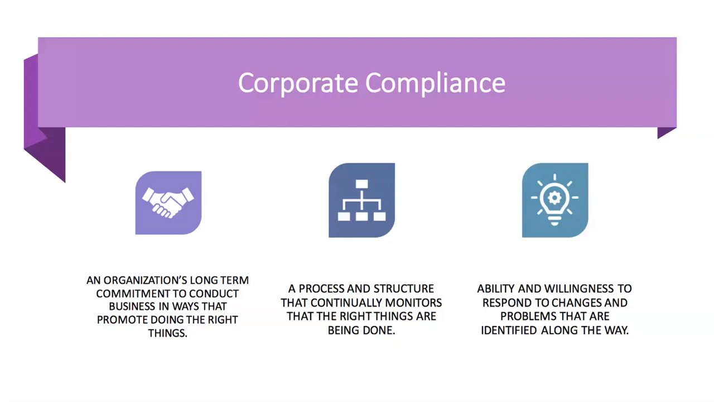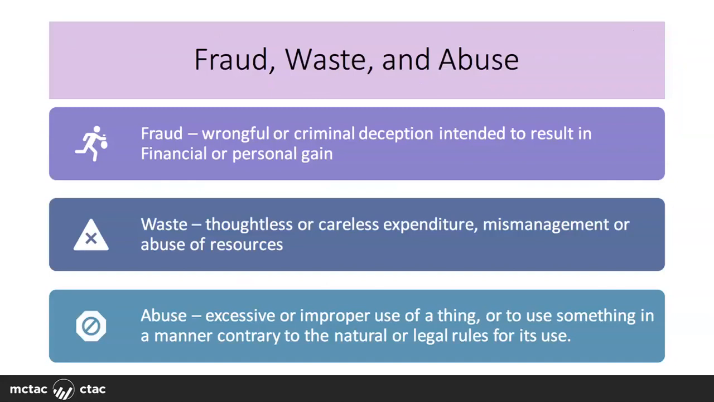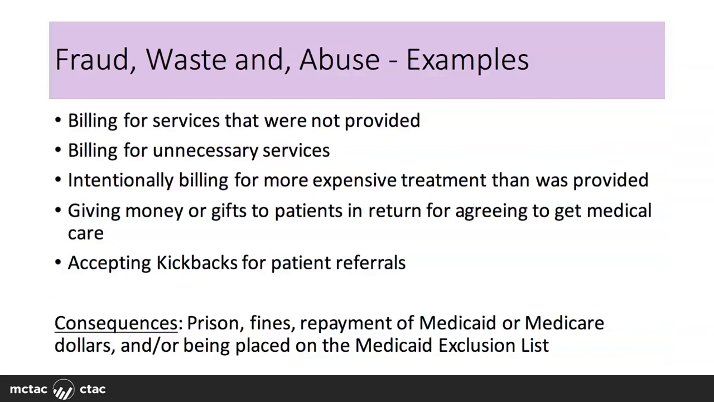People make mistakes. We do things incorrectly. We don't follow regulations, but it's our responsibility to find them and fix them. And they're going to be taking a look at a number of different domains: billing, payments, medical necessity, governance, mandatory reporting, credentialing, and other risk areas. Let's speak a little bit about fraud, waste, and abuse, because that's an important aspect of corporate compliance. Fraud is wrongful or criminal deception for a gain. Waste is thoughtless or careless expenditures, and abuse is excessive or improper use of things. These are the kinds of things that corporate compliance programs need to focus on. Things like billing for services that weren't provided, upcoding, intentionally billing for a more expensive treatment than was provided, billing for unnecessary services.